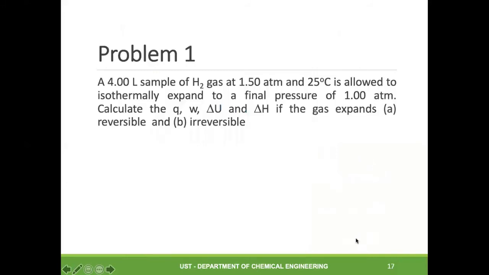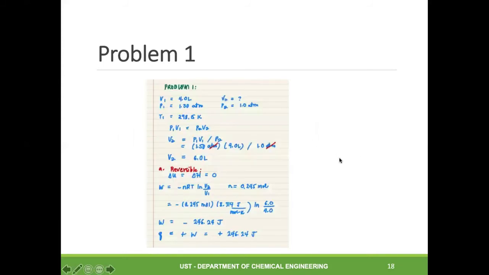Now, let us discuss a sample problem. A 4-liter sample of H2 gas at 1.5 atmosphere and 25 degrees Celsius is allowed to isothermally expand to a final pressure of 1 atmosphere. Calculate Q, W, delta U, and delta H if the gas expands reversibly and irreversibly.